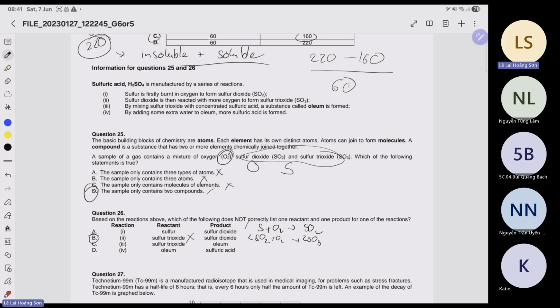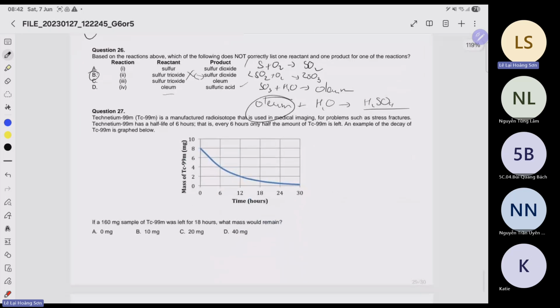Moving on, mixing sulfur trioxide with water gives us oleum. Sulfur trioxide is the reactant and the product is oleum. That's correct. Then you mix oleum with water to get sulfuric acid, so oleum is the reactant and the product is sulfuric acid. That's correct. So B is incorrect; you have to swap these two positions. Moving on to question number 27.